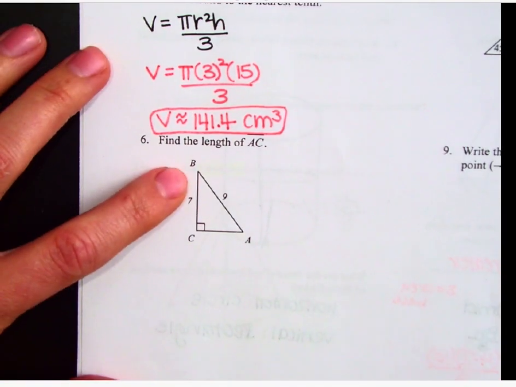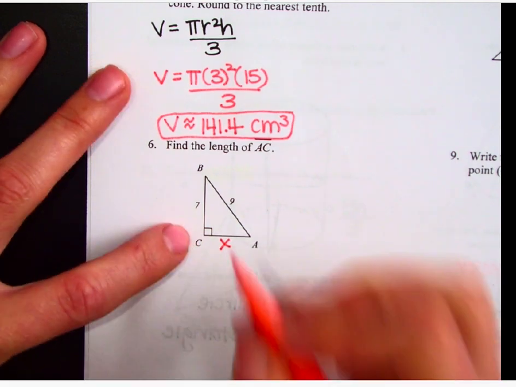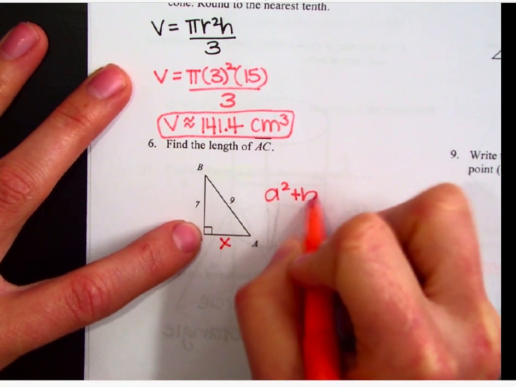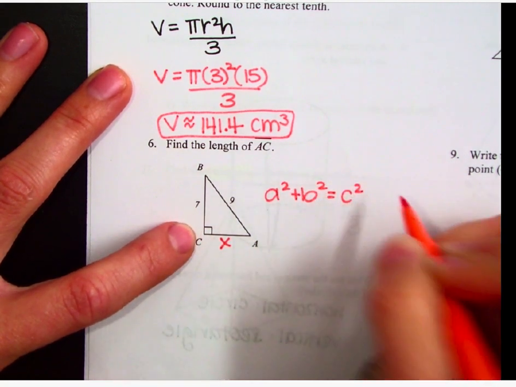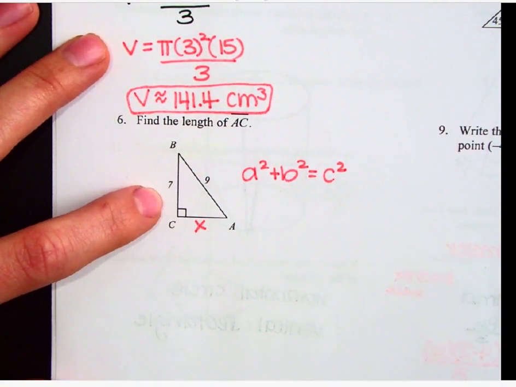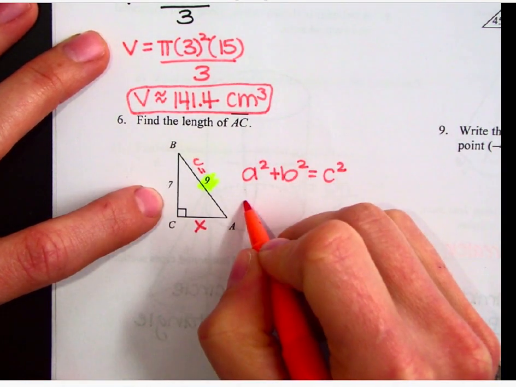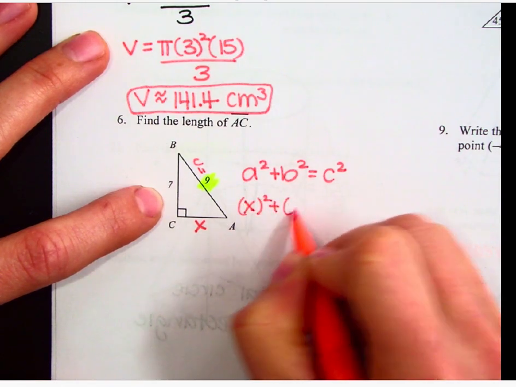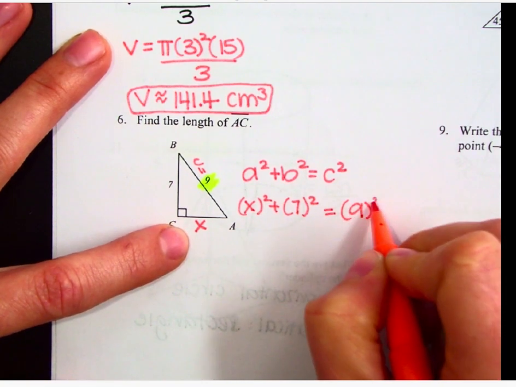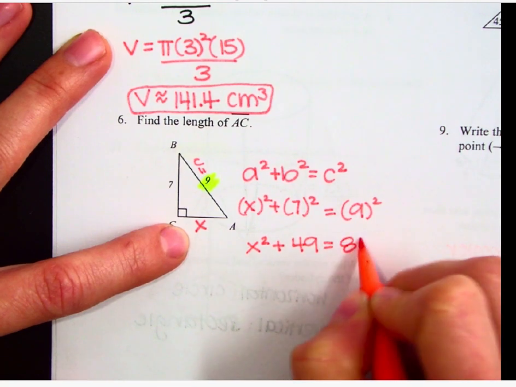For number 6, we're finding the length of AC. I'm going to put an X there, and this is going to require the Pythagorean theorem. We use the Pythagorean theorem whenever we are given 2 out of 3 side lengths in a right triangle. So we know to always plug in the hypotenuse for C. So x squared plus 7 squared, those are the lengths of the legs for A and B, and this is equal to 9 squared. So then 7 squared is 49, 9 squared is 81.